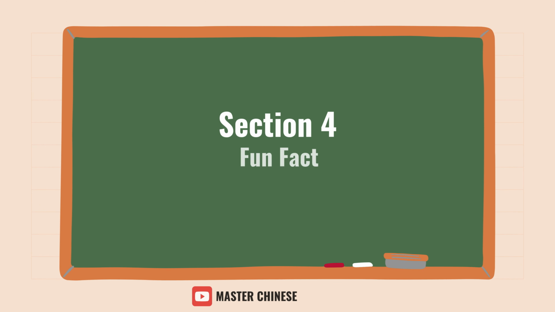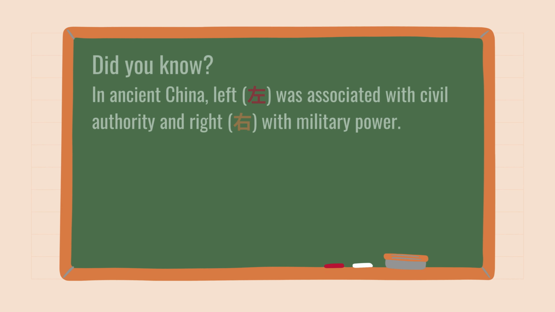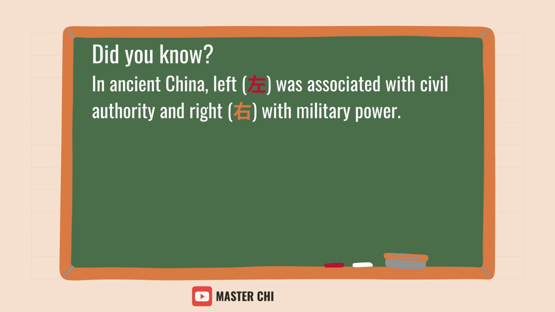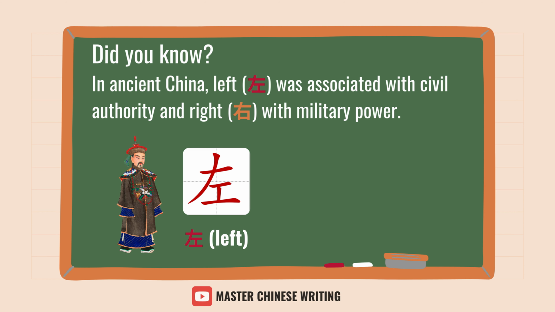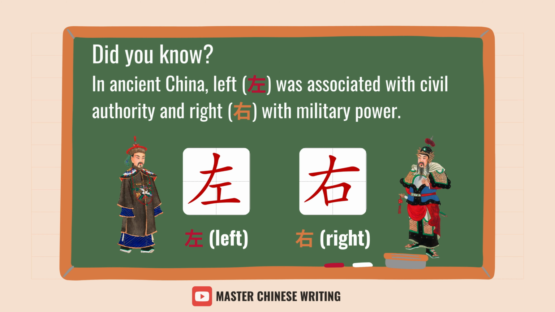Section 4. Fun fact. Did you know? In ancient China, left was associated with civil authority and right with military power.